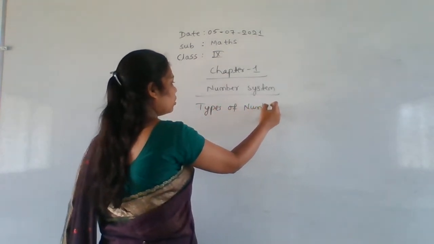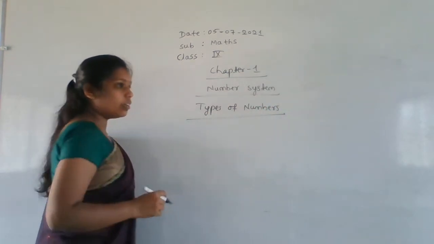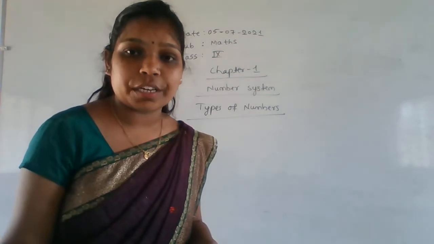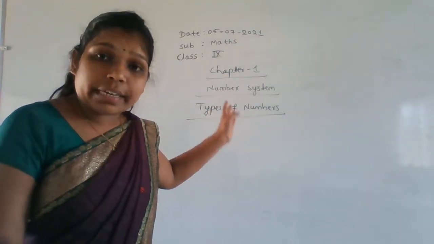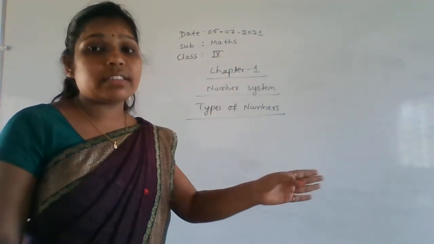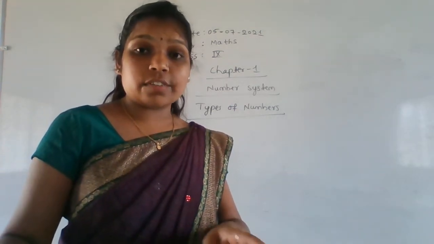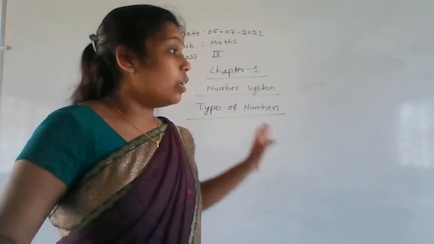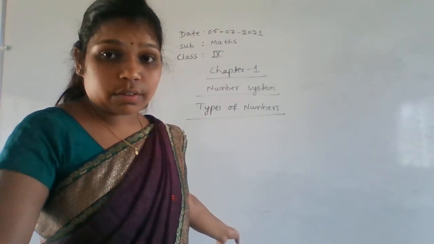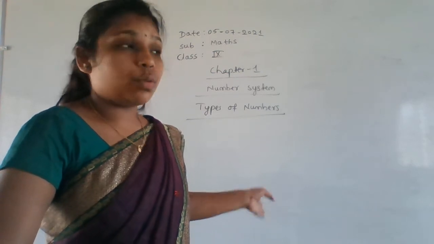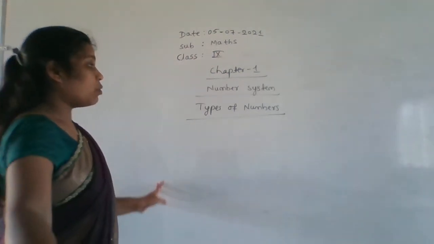Because if you carefully learn these types of numbers, then only you can answer for exercise number 1.1. Because based on these types of numbers, they have given us some statements. If you are thorough with these numbers, then only you can answer. Otherwise, you can't answer those questions. So please be thorough with these types of numbers.